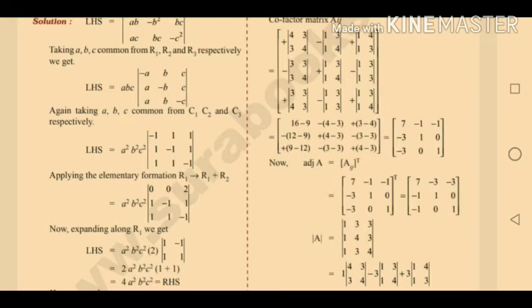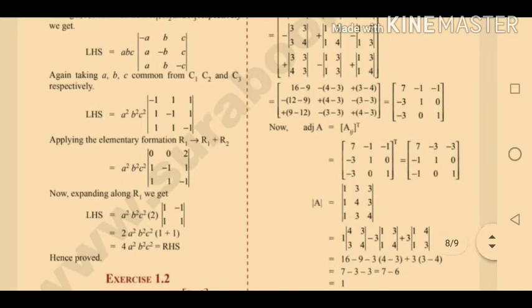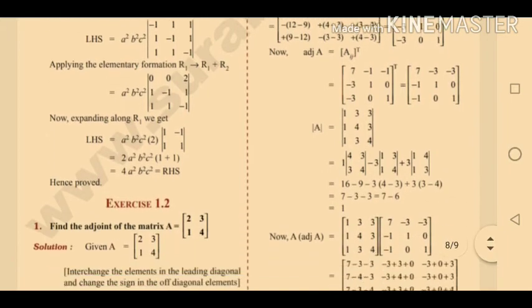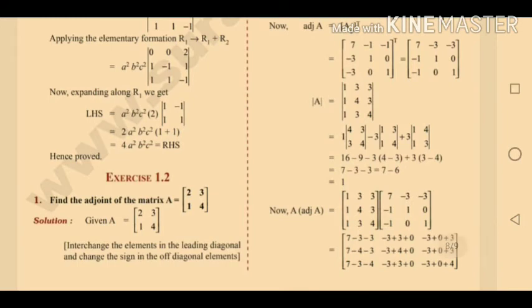In order to find the adjoint of A, we take the transpose of the cofactor matrix. If you change the row into column, 7 minus 1 minus 1 you write as a column, and the second row minus 3 1 0 is written as a column. Third row changed into third column. This is the way you are finding the adjoint of A.